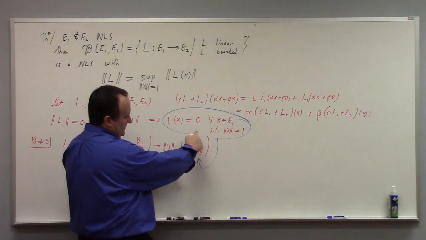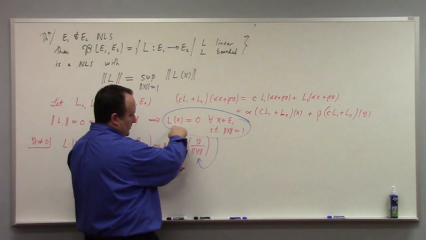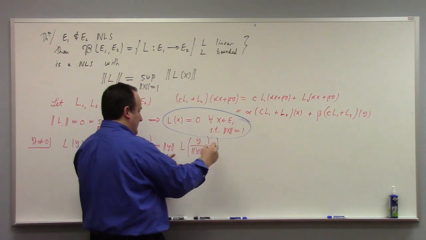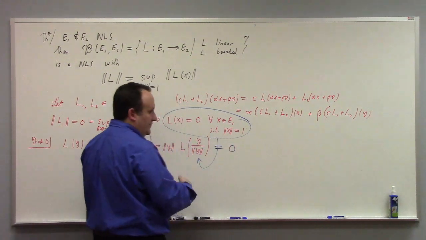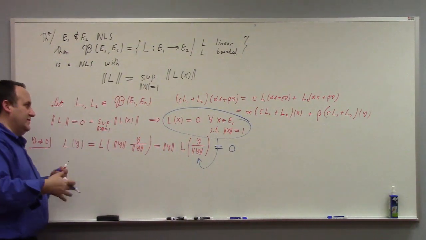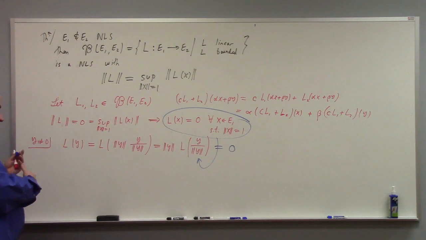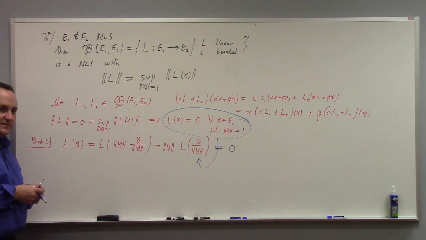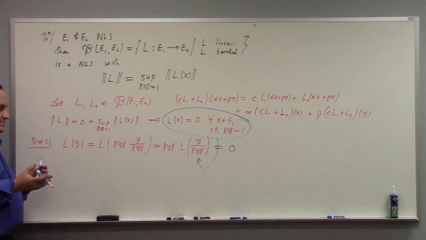So this is length 1, right? So we know when we input anything in, this is equal to 0. And then of course L of 0 is 0. Consequently, if the norm of L is equal to 0, it has to be identically the 0 function. Okay, so that's one of the things we need for it to be a norm, right?